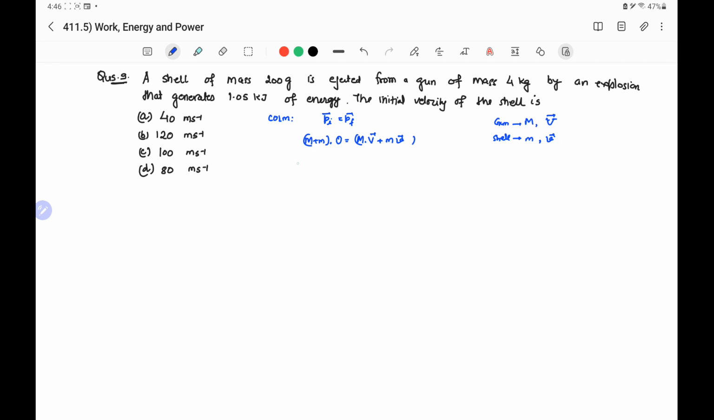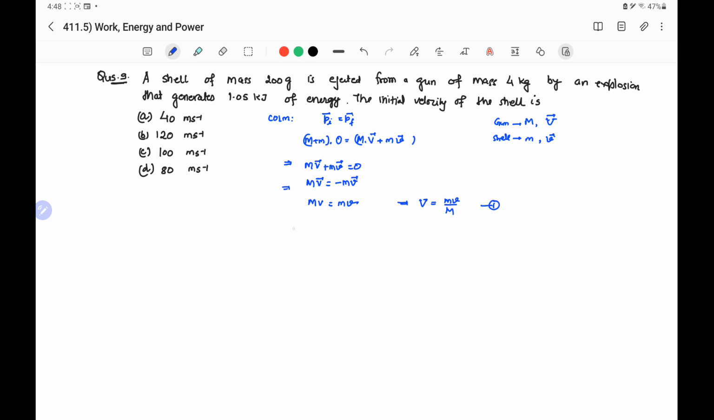This implies that MV plus mv will be equal to 0, or MV equals minus mv, meaning the momentum of the gun will be equal to the momentum of the shell in magnitude but opposite in direction. So in terms of magnitude we can write MV equals mv, or the velocity of the gun will be equal to mv by capital M. This is our equation number 1.